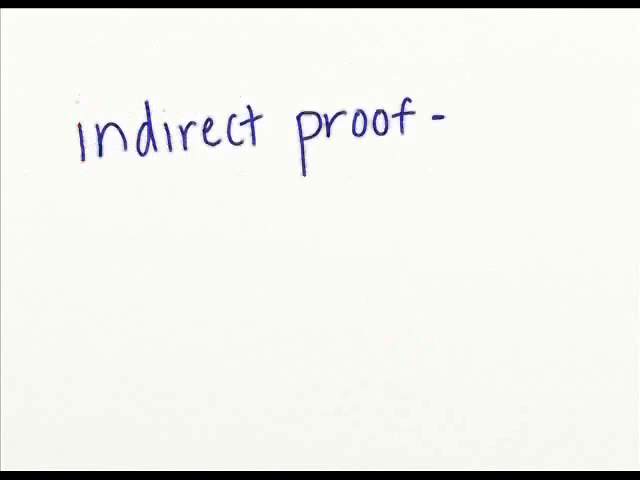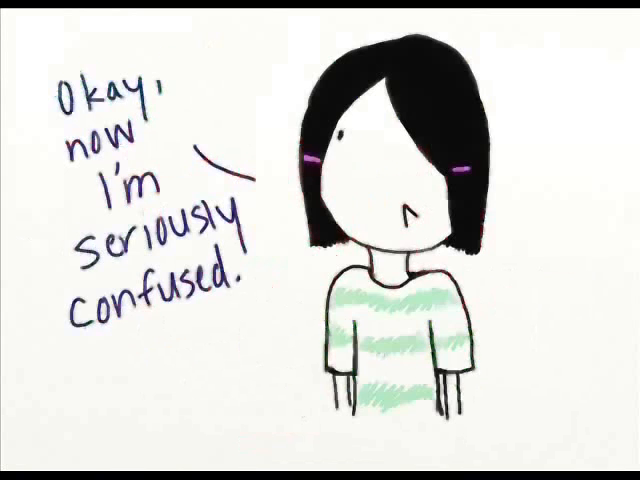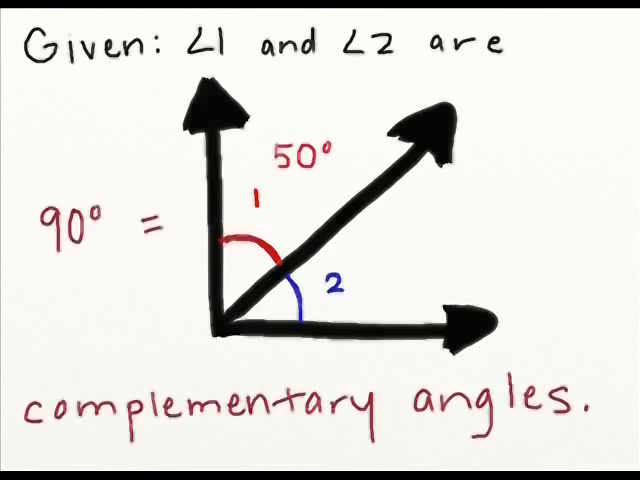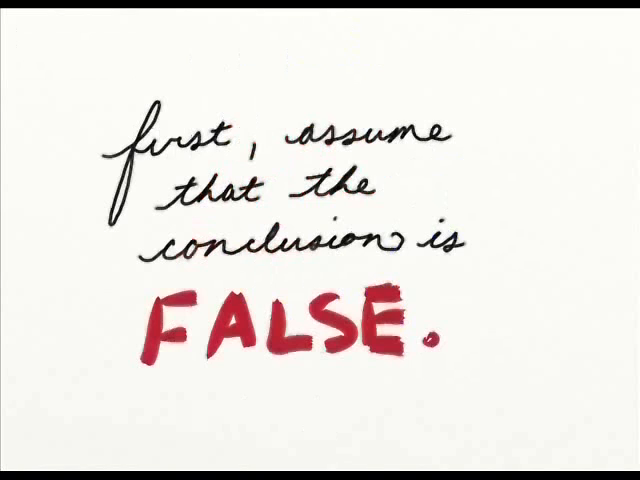What's an indirect proof? It's where you prove that a statement is true by first assuming that its opposite is true. Let's try an example. Given angle 1 and angle 2 are complementary angles, we have to prove the measure of angle 2 equals 40 degrees. First, assume that the conclusion is false.